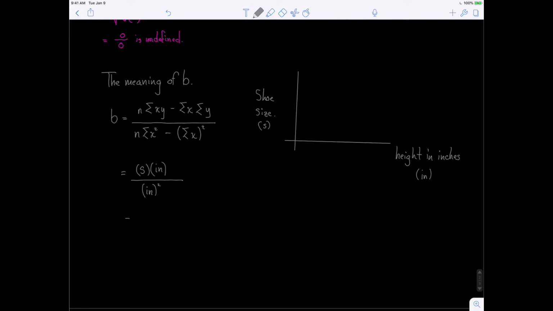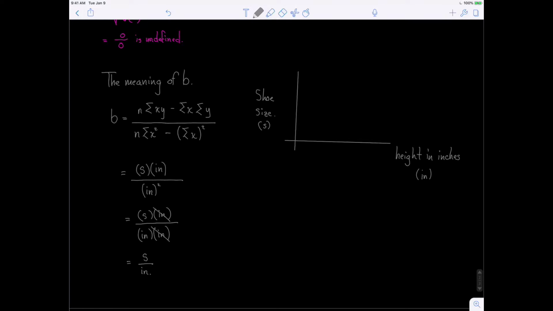Well, units work just like numbers, because remember this is S times inches, shoe size times inches, over inches squared, which really is just inches times inches. And the point is that inches cancel. So what this really means is it's shoe size divided by inches. Wow, well, how does that work? I have a couple examples, and we'll try to take a look at both.